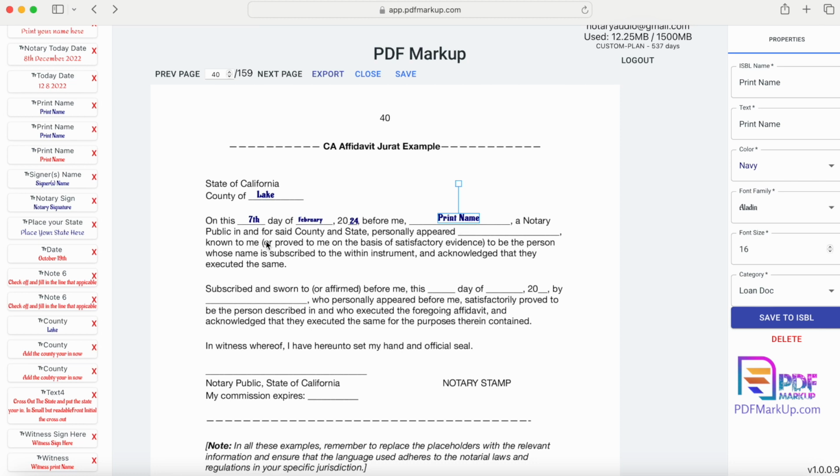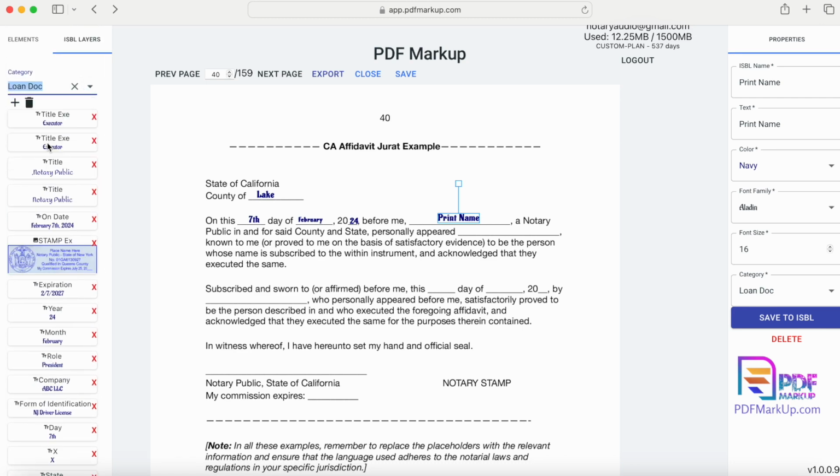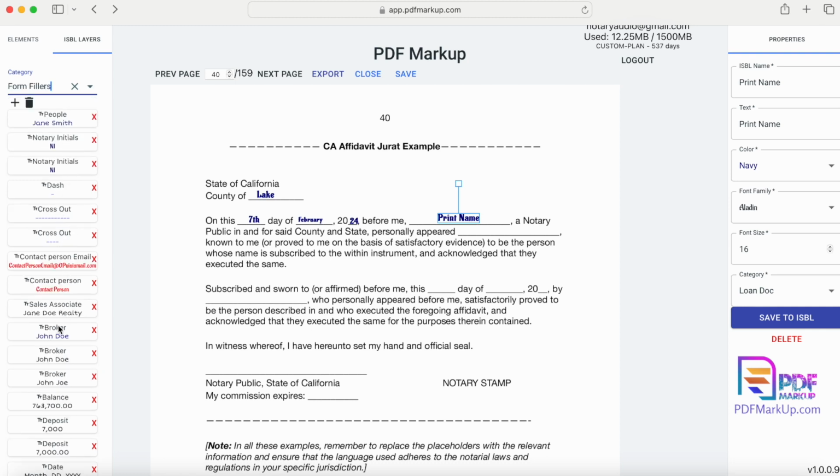A notary public in and for said county and state, personally appeared blank, known to me or proven to me on the basis of satisfactory evidence to be the person whose name is subscribed to the within instrument and acknowledged that they executed the same. So who appeared in front of you? John Doe. So let's go get John Doe. Okay.